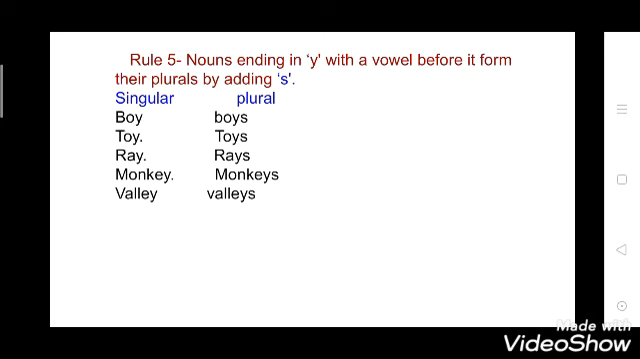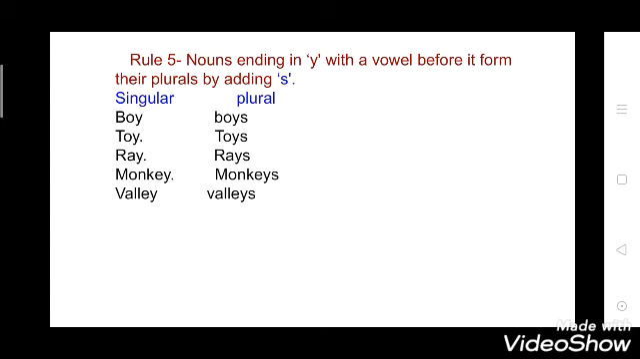See the first example so that it is easy for you to understand. Boy. Here the spelling of boy is B-O-Y. So O is a vowel. So you will add here s so that it becomes plural form. Toy. O is a vowel. Toys. Ray, rays. Monkey, monkeys.